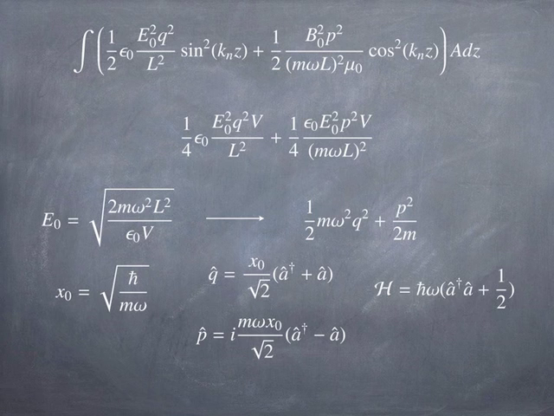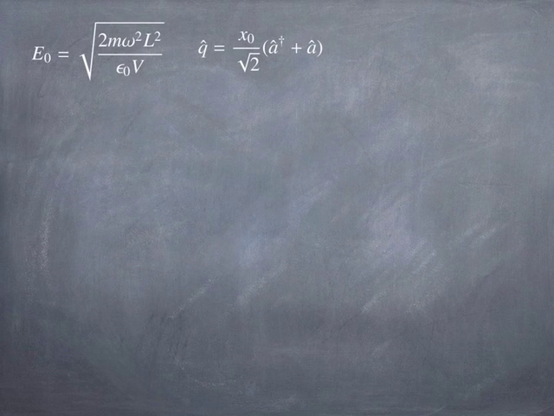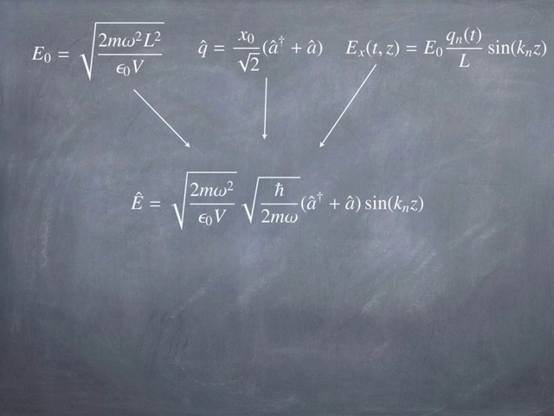Okay, now let's take that. In order to make this all work out, I had to assume E naught was equal to this bizarre expression. Let's plug that back into our field, and then put all this stuff together. We'll put in the operator for Q, we'll put in this square root goober thing for E naught, and we'll go ahead and plug that into the formula for the field. And let's see what all comes out.